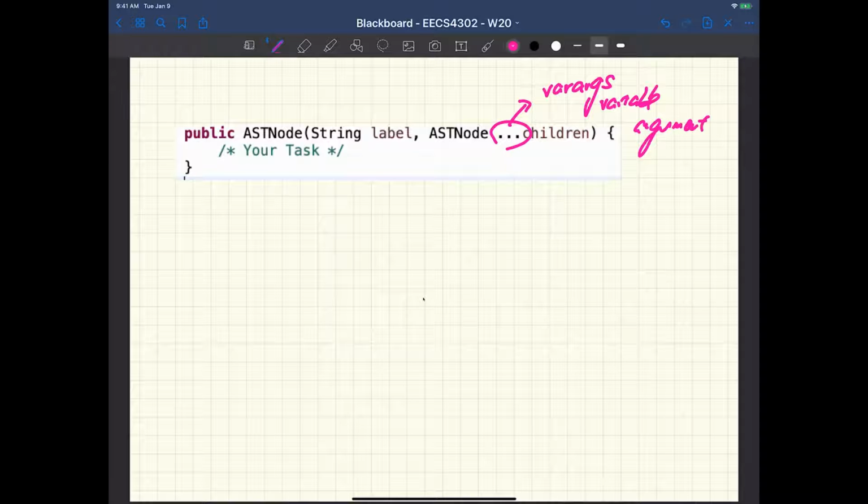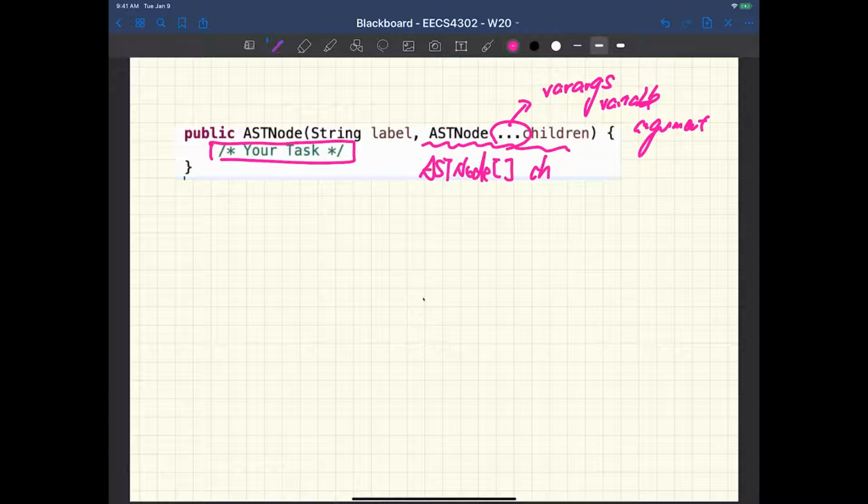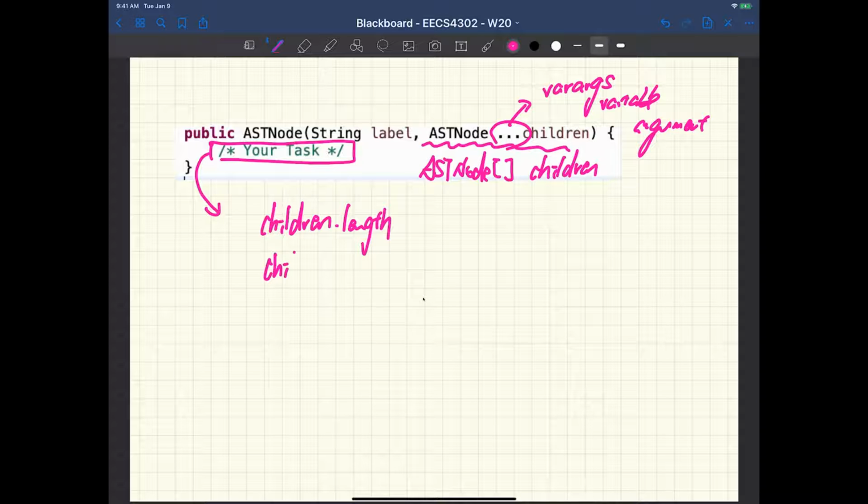For you as an implementer, to implement the body of the methods, you can think of this as if you said AST node and then array children. It's as if you said that. So now in the body of your implementation, you can simply say, for example, children.length to see how many children there are. It can be 0 or more; the array can be empty. Or you can say children at a particular index i. That's about the implementer.